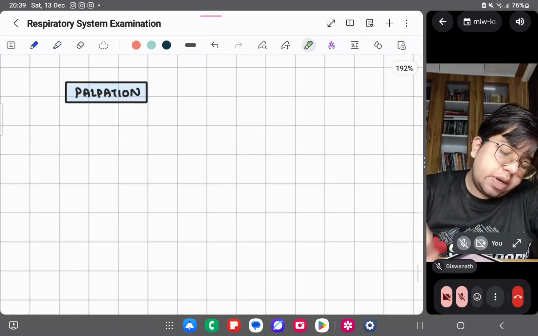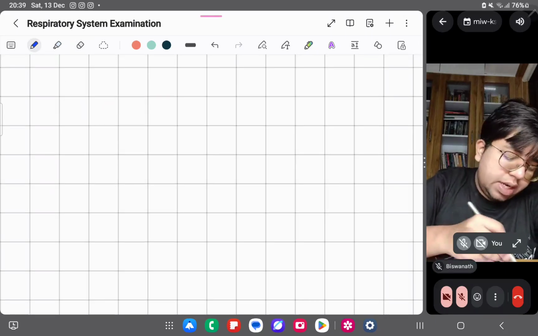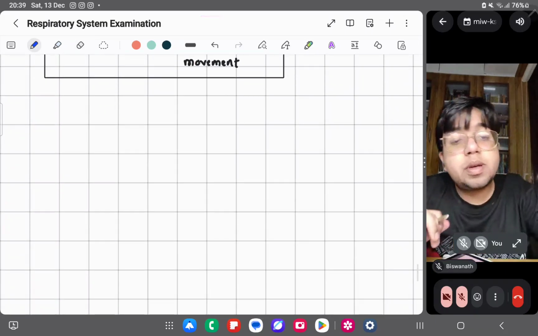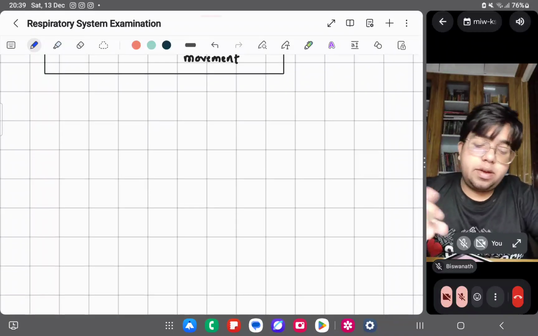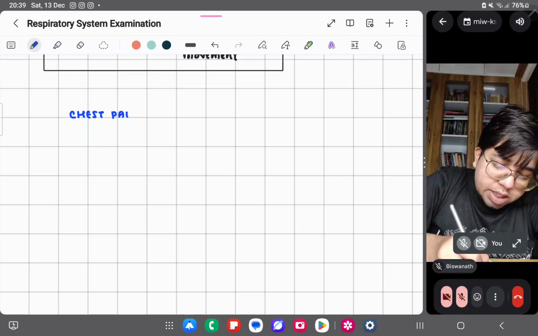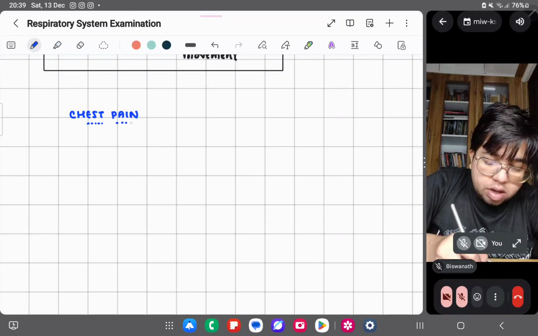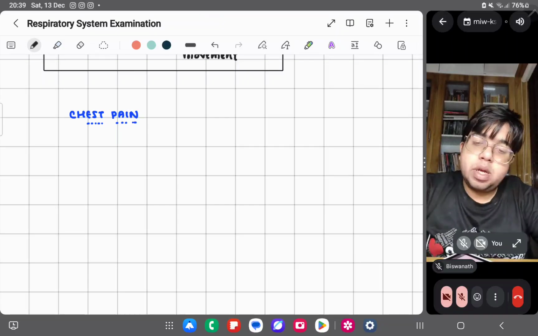So this part we completed, and now you can just erase it, and you can write: what are the causes of chest pain? A common complaint is chest pain, and whenever a patient comes to you with chest pain, what can you suspect?